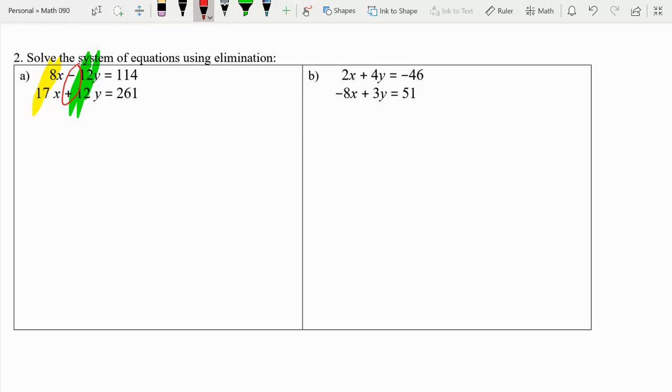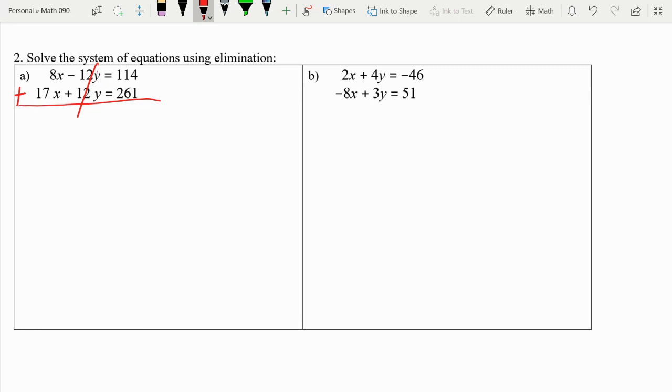So let me erase all this mess. Because the y's are the same and the coefficients have different signs, in this case we add straight down. We're still adding straight down. Those y's cancel, and this time we'll be solving for x.